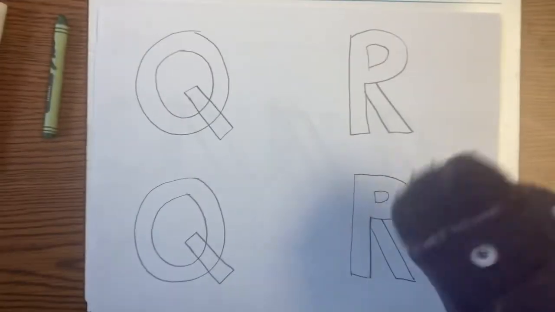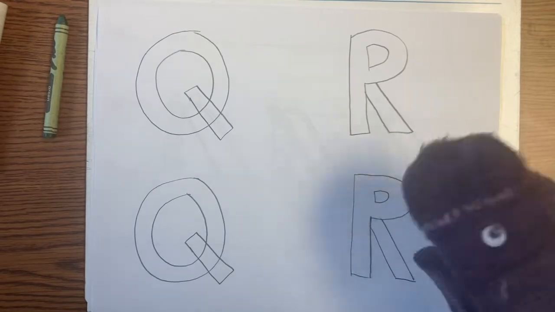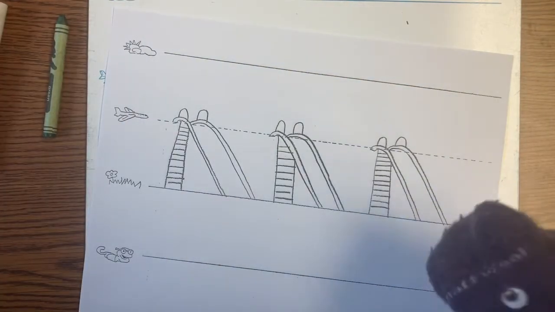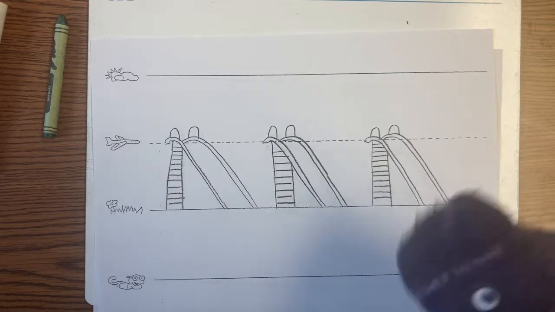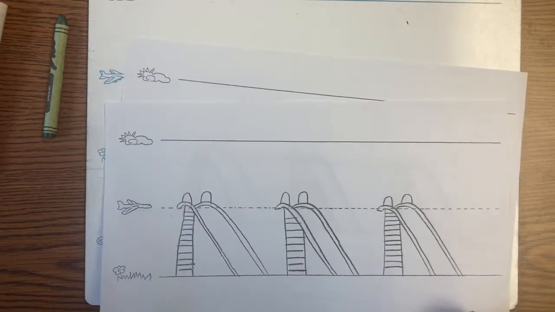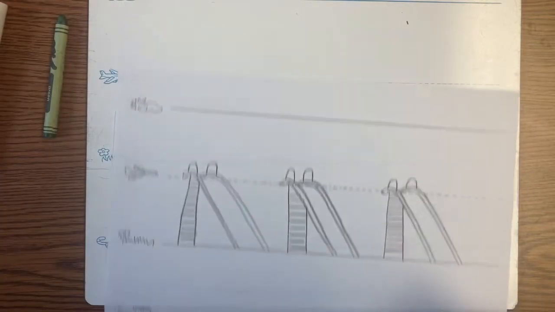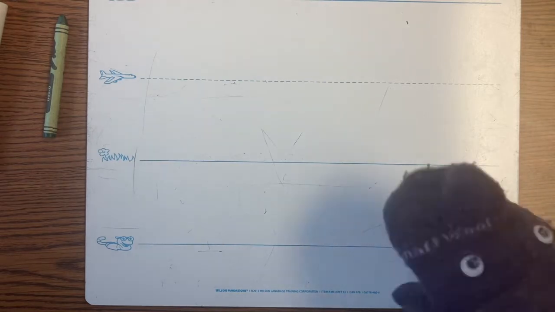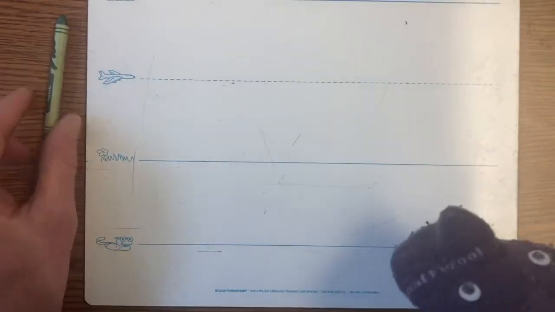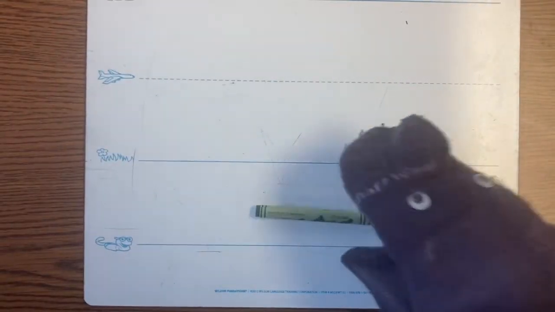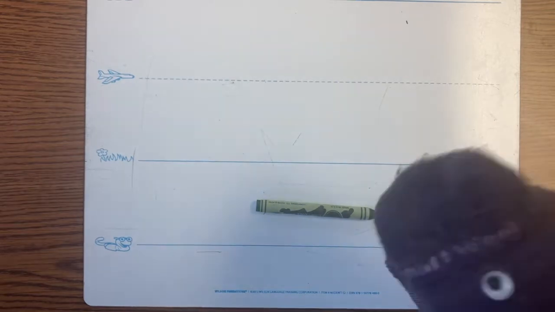All right, here are the supplies that we're gonna need. We're gonna need one piece of this paper with, it looks like, some letters on it. And then we're gonna need two copies of these slides. You guys have actually done these before, but we're gonna do them again. So two copies of the slides. And then we need our dry erase marker, a whiteboard, and for today, we also need a crayon. Okay, so grab those supplies and let's get started.